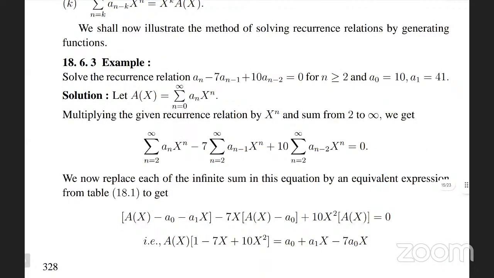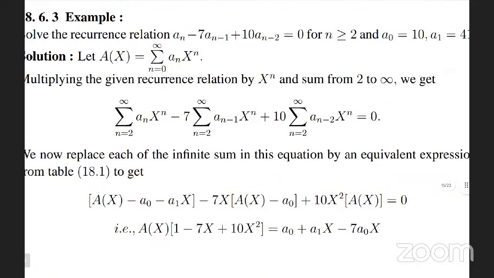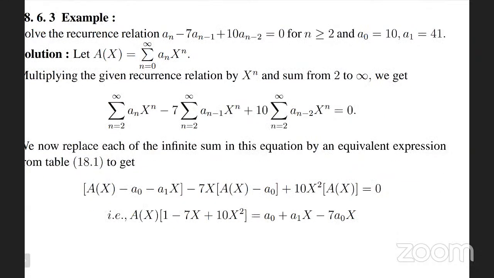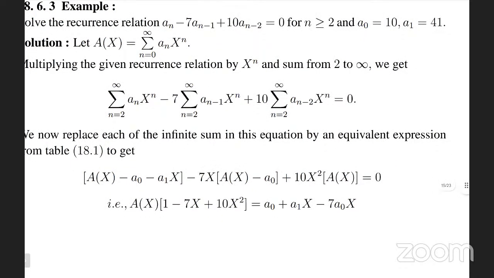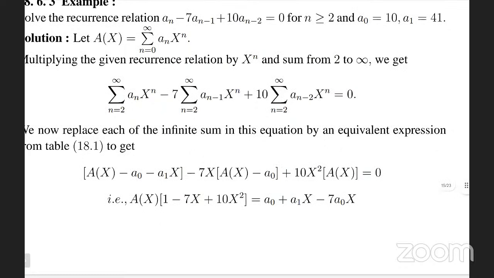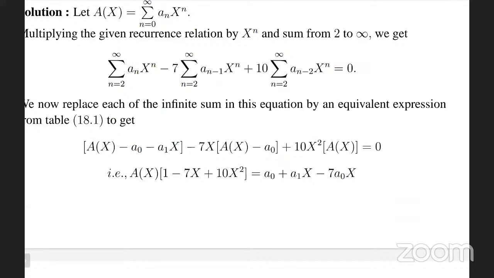Apply summation an x power n on both sides. Next, an minus 1 x power n, 7 I am taking as the coefficient. An minus 2 x power n, 10 I am taking as the coefficient. So the sum of an x power n equals a of x minus a naught. Similarly here, a of x minus a naught. The x is a common term.